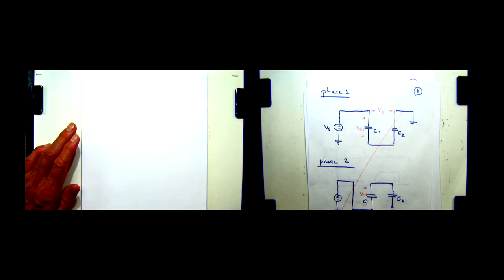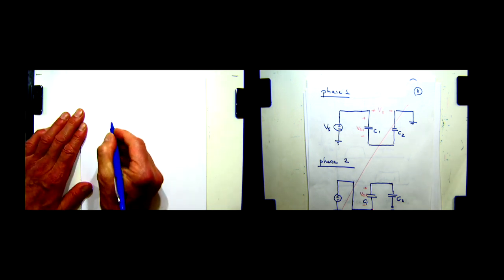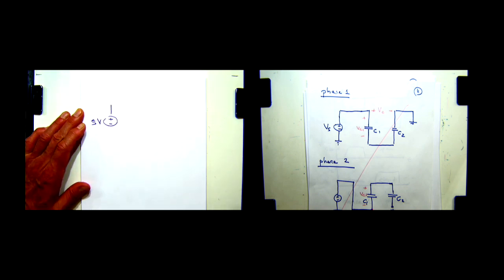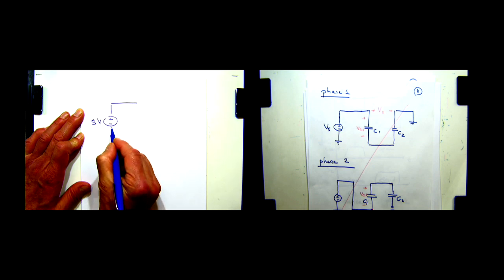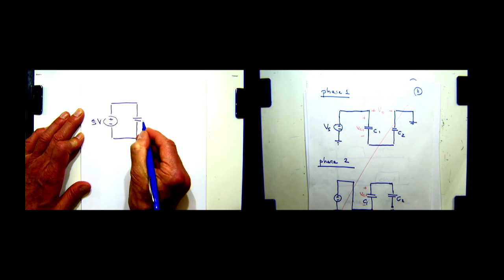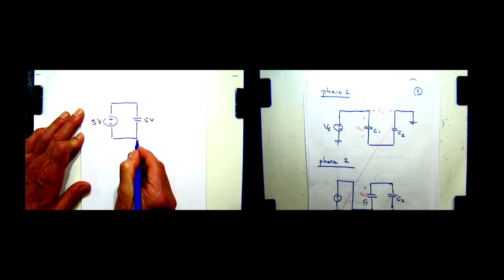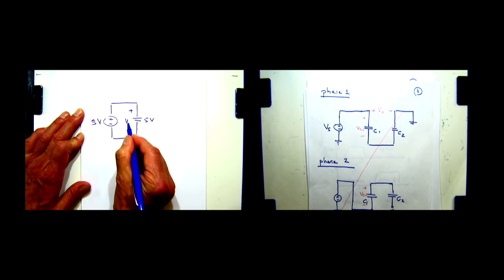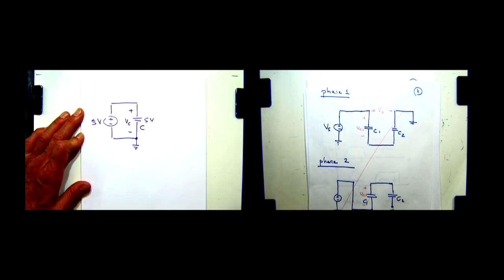So let's do something else. Let's suppose that we have a voltage source equal to 5 volts, and we actually needed minus 5 volts. How would we generate that? Well, we could use a capacitor. We charge this capacitor to 5 volts, and we connect it here to ground.